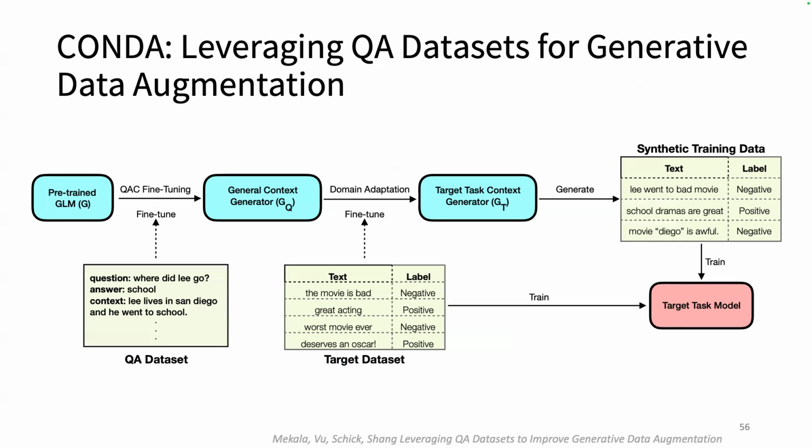So overall, this is how the pipeline looks. First, we consider the pre-trained small language model, and we do something called QAC fine-tuning. It is nothing but question-answer-context fine-tuning. We view the question-answer dataset in that question-answer-context format, and then we train this general context generator. On top of this, we do some domain adaptation on very few samples from the target dataset. Then once we have the target task context generator, GT, we just generate synthetic training data, and then we train our target task model based on that.